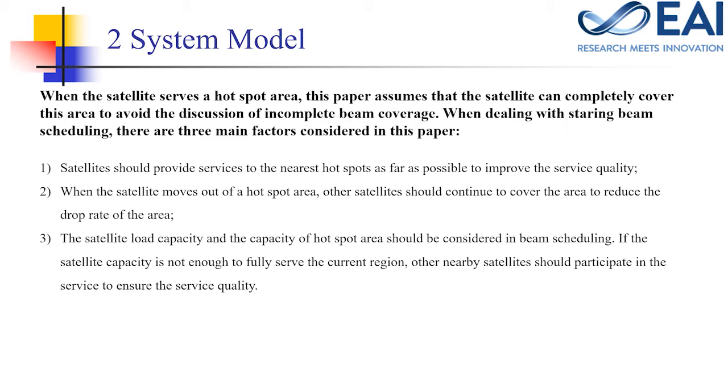When dealing with the staring beam scheduling, there are 3 main factors considered in this paper. Satellites should provide service to the nearest hotspots as far as possible to improve the service quality. When the satellite moves out of a hotspot area, other satellites should continue to cover the area to reduce the drop rate of the area. The satellite load capacity and the capacity of the hotspot area should be considered in beam scheduling. If the satellite capacity is not enough to fully serve the current region, other nearby satellites should participate in the service to ensure the service quality.